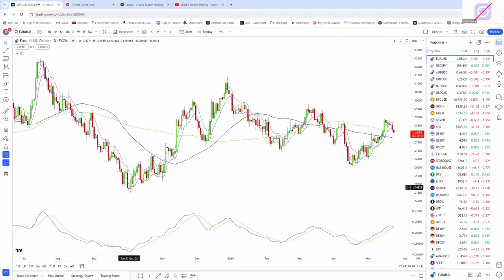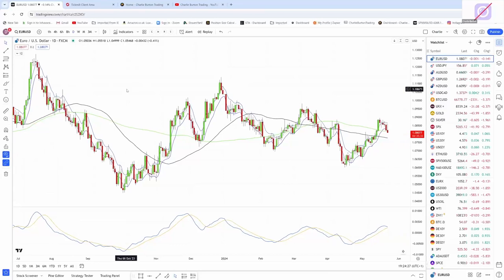Mine's my own, Adrian, so it's my own software that I have. It's not a commercial, freely available software. But you can program within TradingView. Within TradingView charts itself, you can program for backtesting.